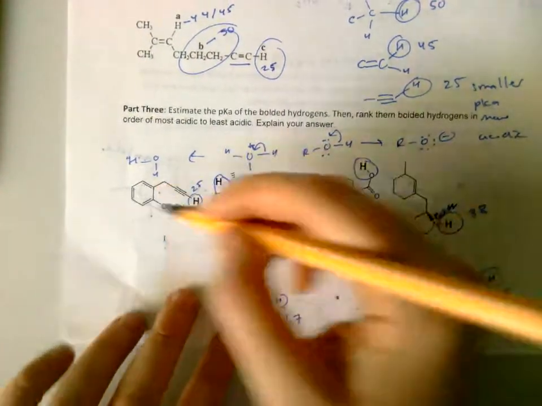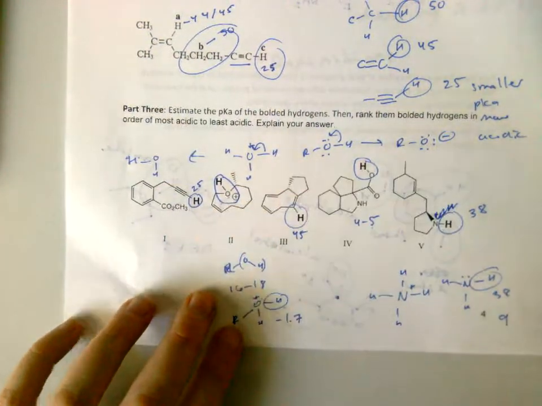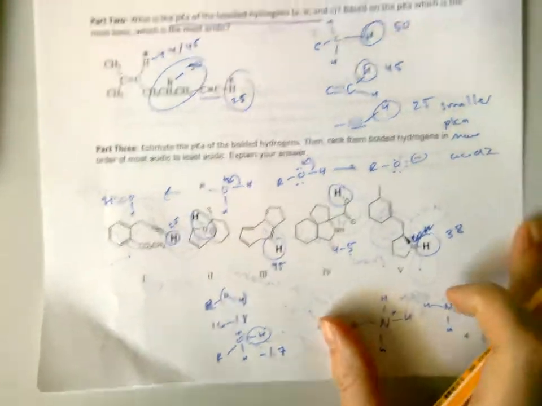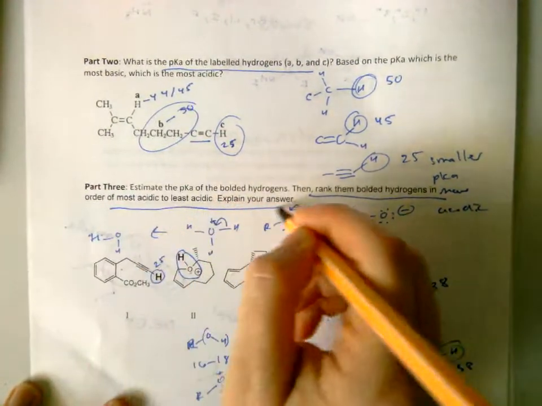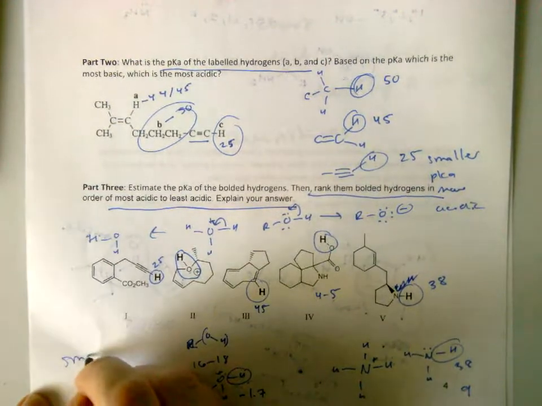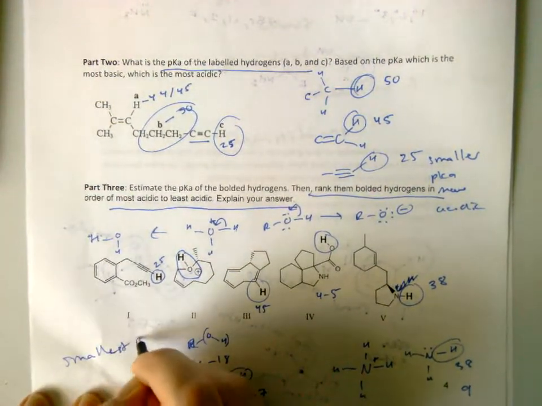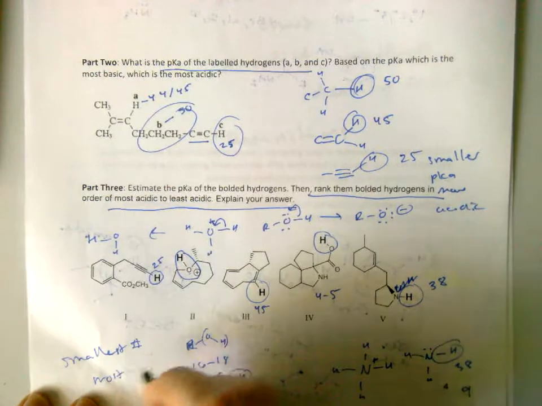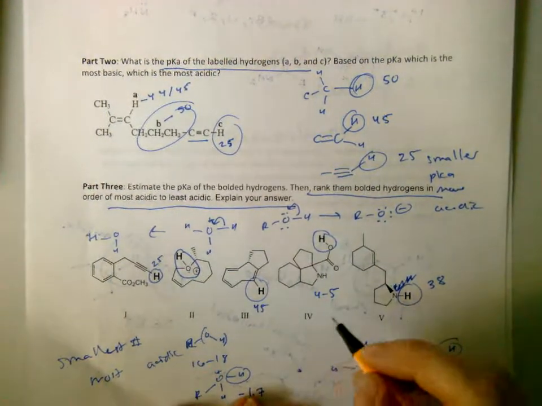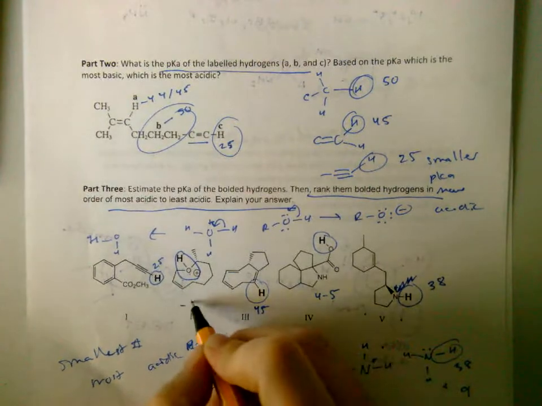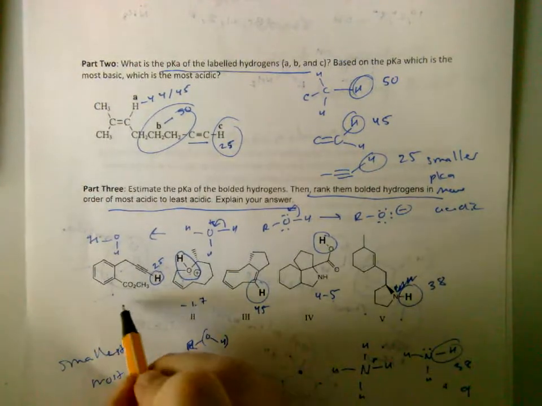So now what are we doing? I went through and found the acidic proton, or it told me which one was the acidic proton, and ranked them or gave their numbers. And then I have to rank them most acidic to least acidic. So the smallest number is most acidic. The smallest number is, let's see, this one's negative 1.7 and this one's 25.